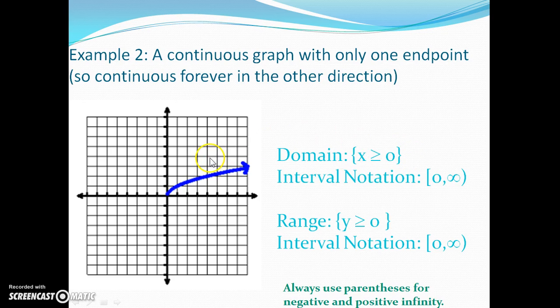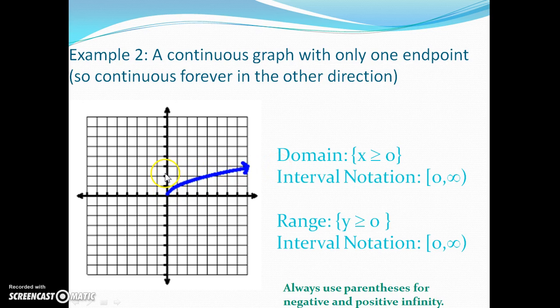So the domain, looking at the x values, the furthest left point is x is equal to 0. So x is greater than or equal to 0 because it goes from 0 to infinity. So that is how you would write it in interval notation with a bracket around the 0, and always use parentheses for infinity because it's not a finite point.